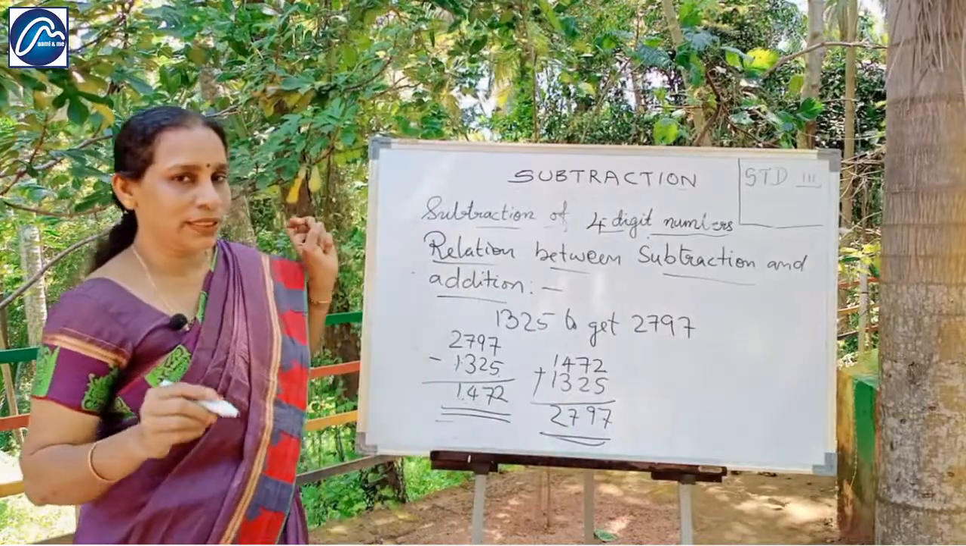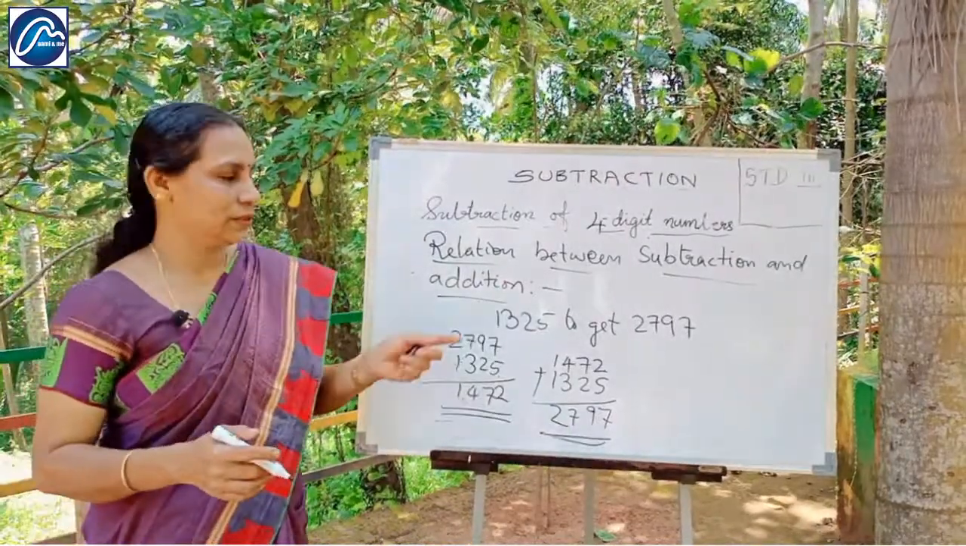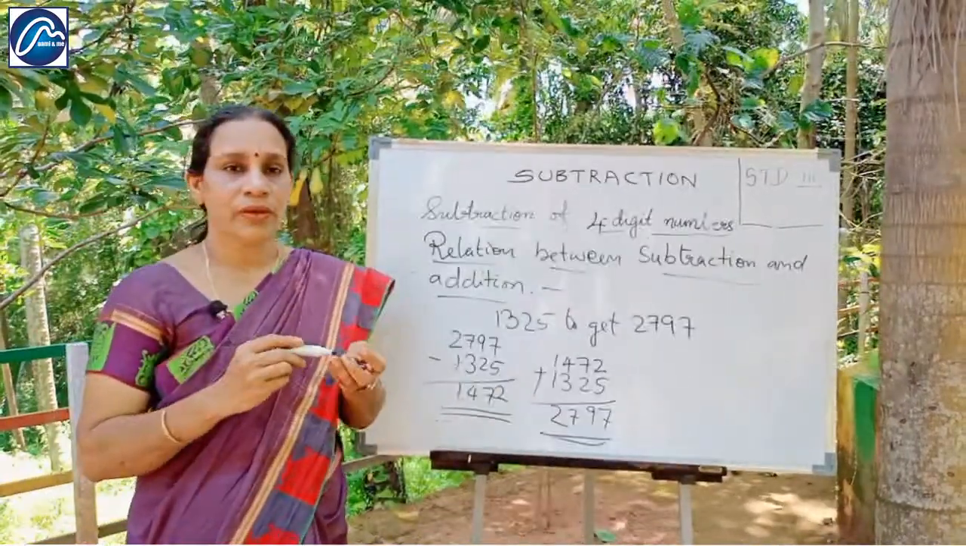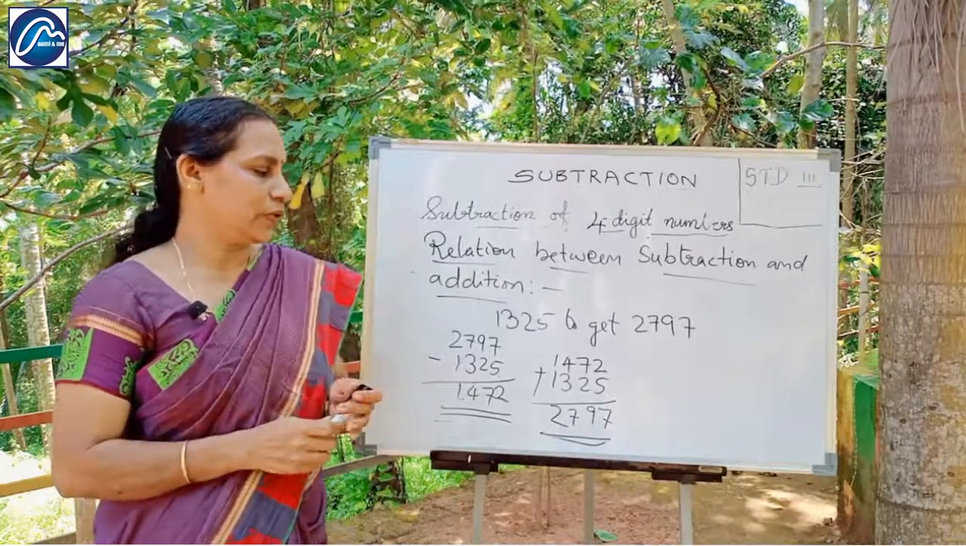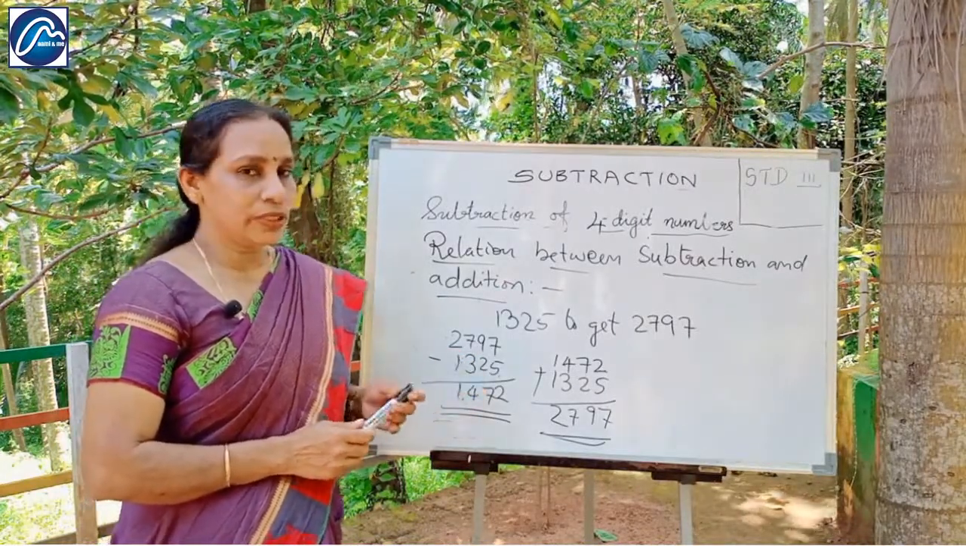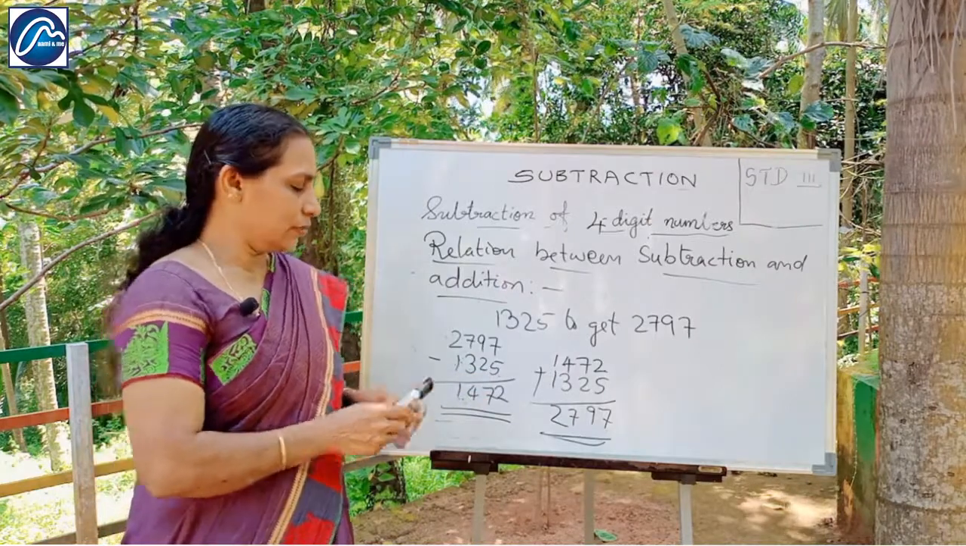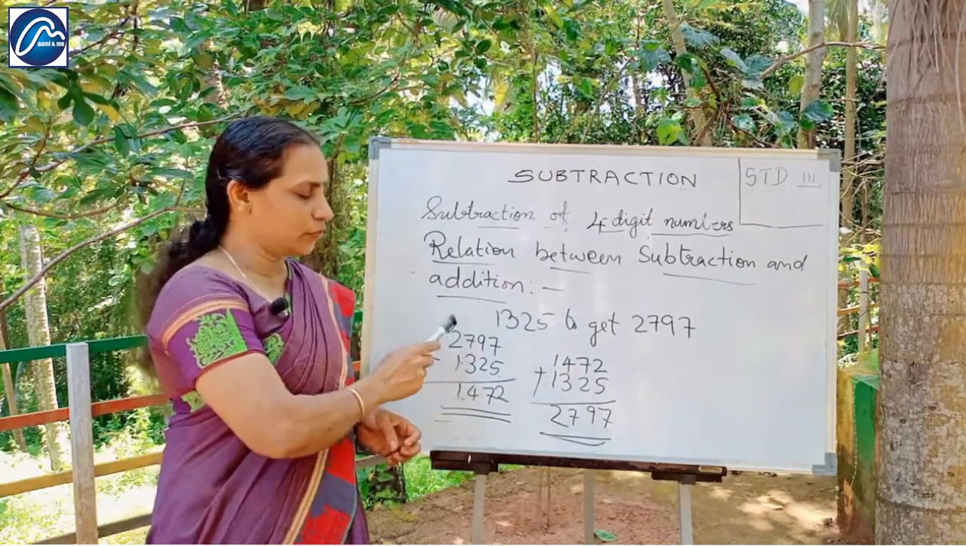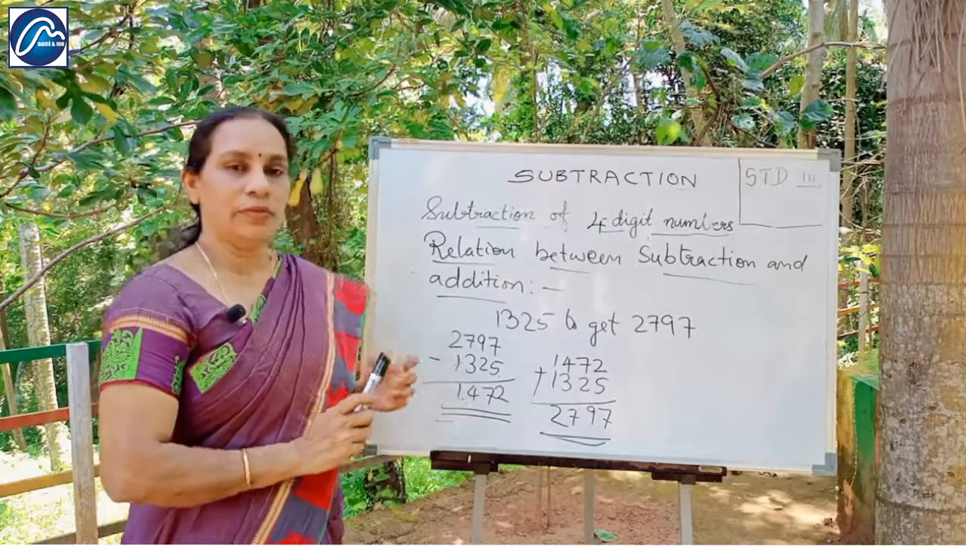What does this mean? When you subtract one number from another, you will get a result, and to check whether your answer is correct, you have to add this number and you will get the bigger number.